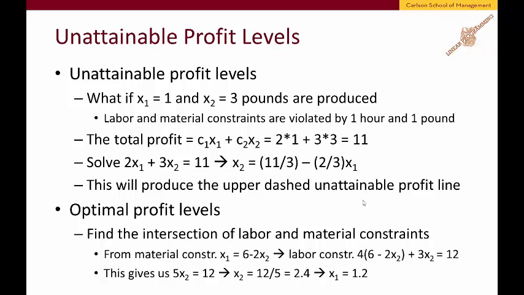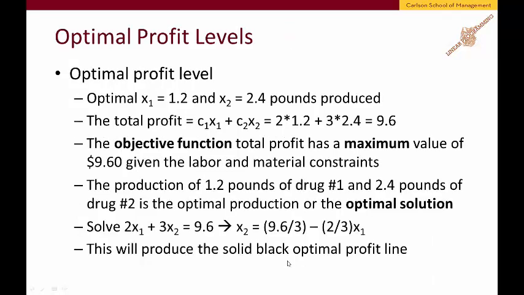Finally, the optimal profit level is found in the intersection of labor and material constraints, which we've already done. Solving those two equations will give us x1 of 1.2 and x2 of 2.4. And this is where the optimal profit level is achieved, as this slide is discussing. So the optimal production of x1 equals 1.2 pounds and x2 equals 2.4 pounds of drug 1 and drug 2 respectively is going to produce a total profit of $9.60 we are familiar with. That objective function, total profit, has its maximum at this value, that's the key piece, given the current material and labor constraints.